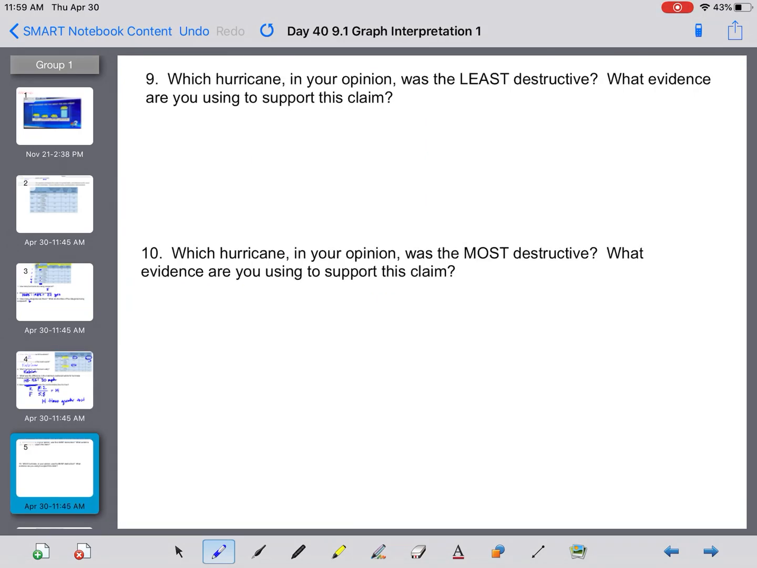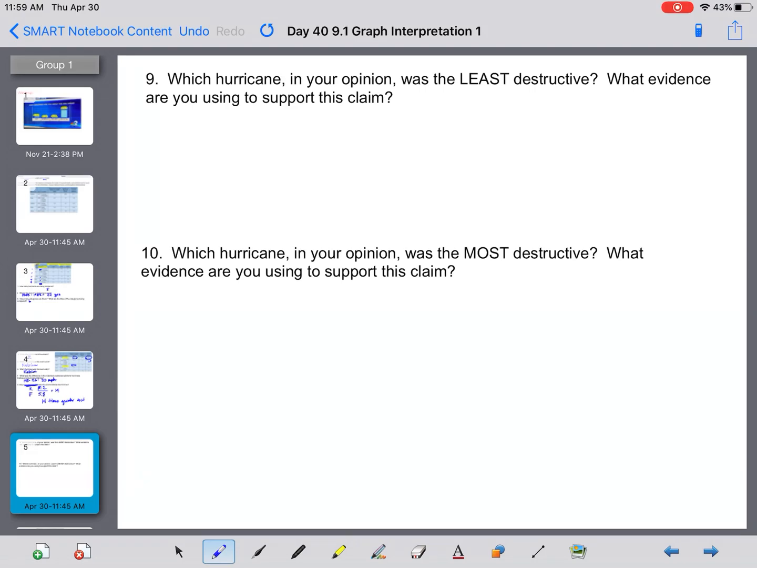And then 9 and 10, this is kind of your opinion here. So which hurricane do you think was the least destructive? You can decide what you would look at in terms of making it least destructive. And then number 10, which one was the most destructive? And you can use any of the categories. You can use just one category. You could use all of the categories and really try to compile them. But just think about what would be the least destructive and which one, in your opinion, would be the most destructive.